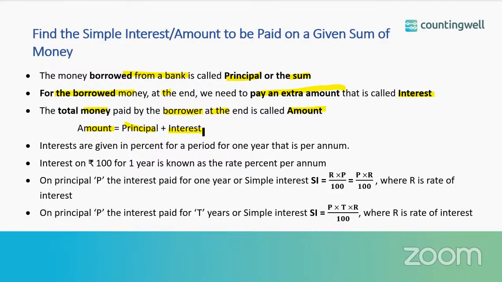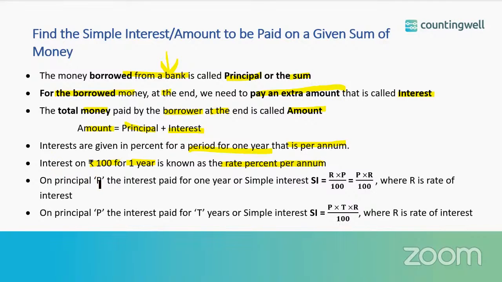So this formula is simple. Amount is equal to principal plus interest. And this interest is given in percent for a period of 1 year, that is per annum, that is per year. The interest on 100 rupees for 1 year is known as rate percent per annum. So if you are borrowing some money from a bank, you usually check the rate of interest. That rate of interest is on 100 rupees per year, and it is per annum.